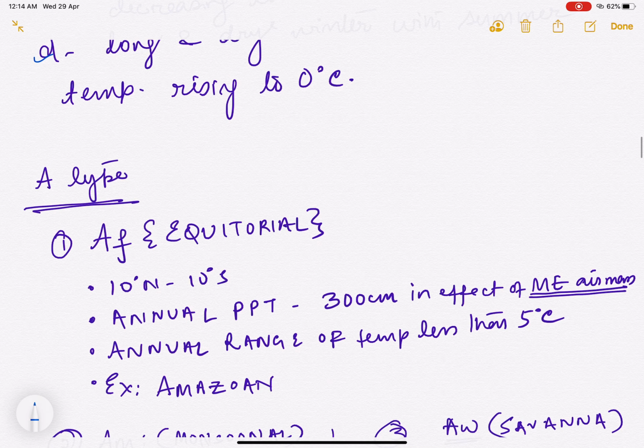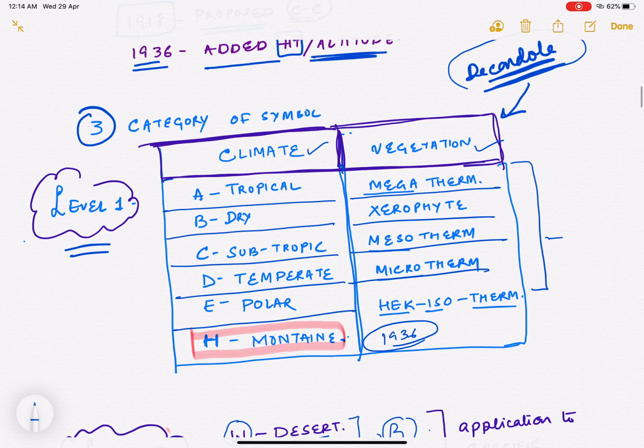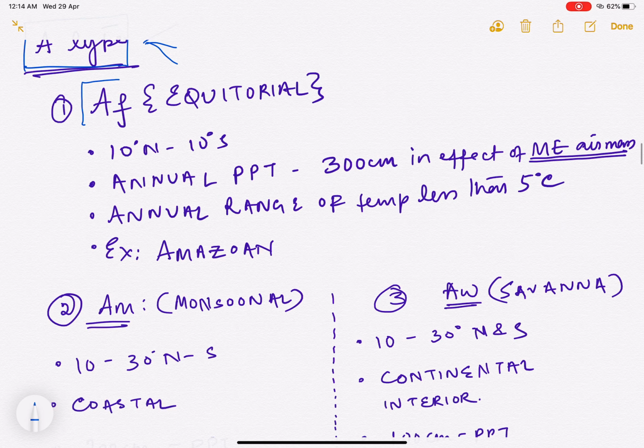First, we'll go for the A type of the climate. What is this A type of the climate? A type of the climate is your tropical type of the climate. How do we know this? Because A equals tropical type of the climate. Hence, in the A type of the climate, again we have three types: AF, AM, AW. A is the first order symbol, F is the second category symbol.